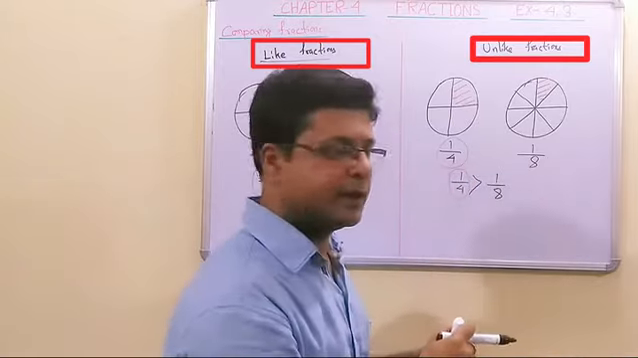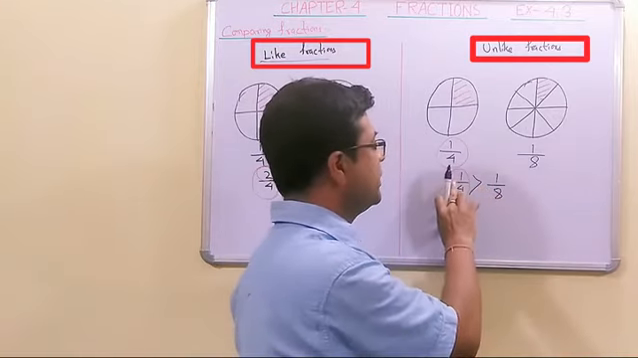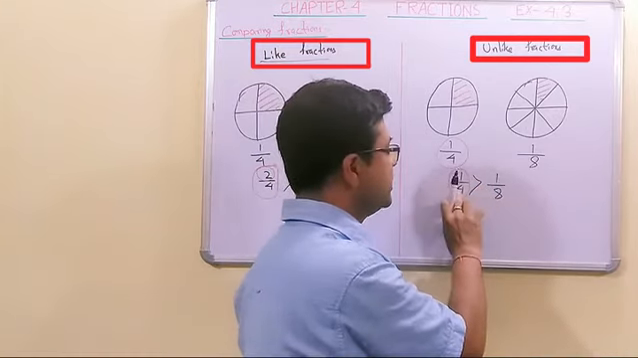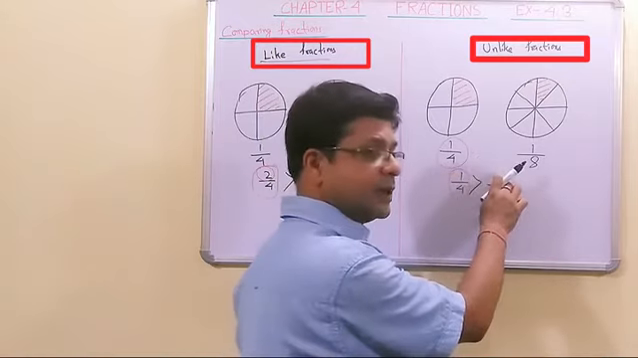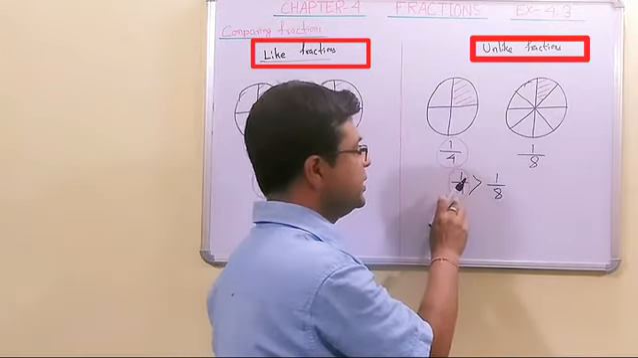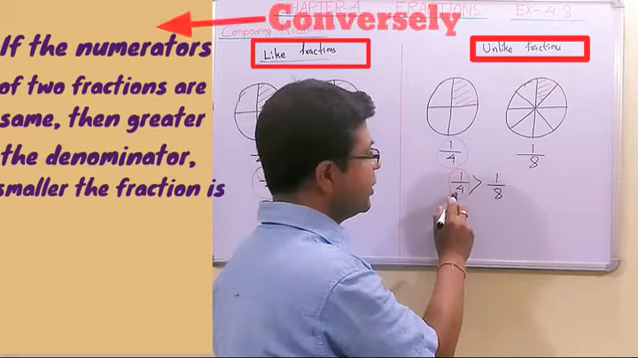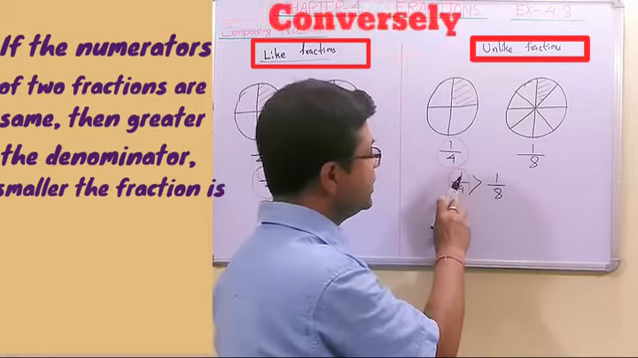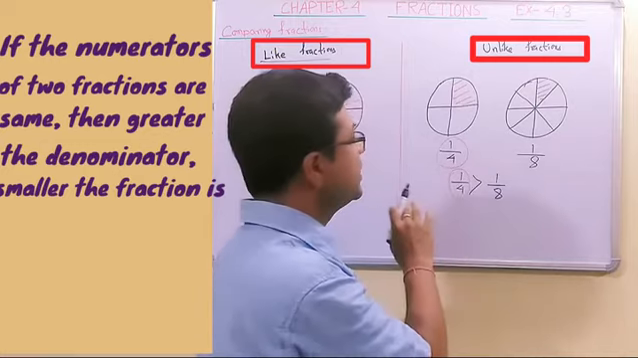I repeat it. In case of unlike fractions, how will we compare? We will compare by looking at the denominator. If the numerators are the same, this is the condition, then we will compare 4 and 8. Smaller the value of the denominator, greater is the value of the fraction. With this concept, let us proceed.